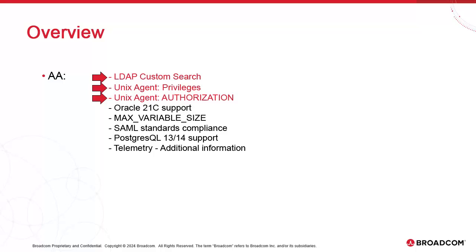This is what we have for the other features. Oracle 21c is now supported. We've increased the maximum value of the max variable size parameter in UC system settings to accommodate larger script variables. Note that this may have a small impact on system performance. Automic Automation has been aligned with SAML standards and accepts more widely accepted SAML provider configurations, meaning it's also more tolerant. Support for PostgreSQL has been expanded to versions 13 and 14.